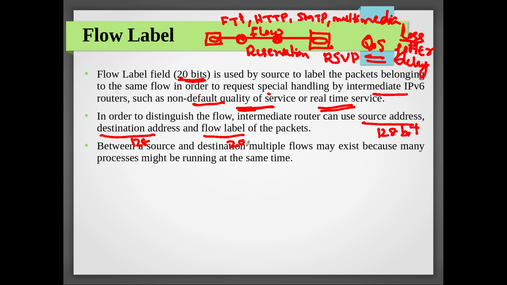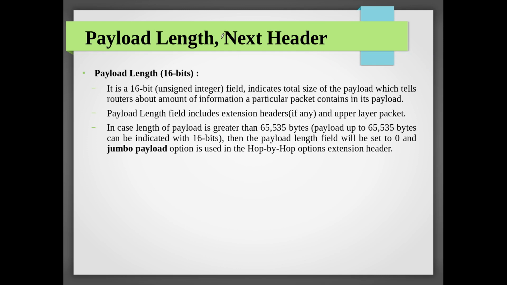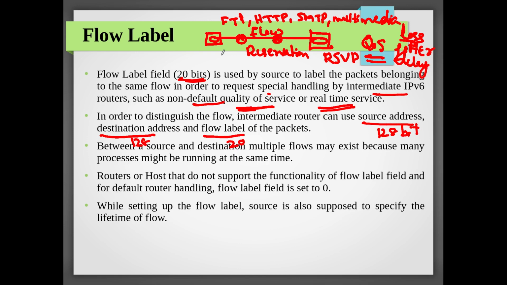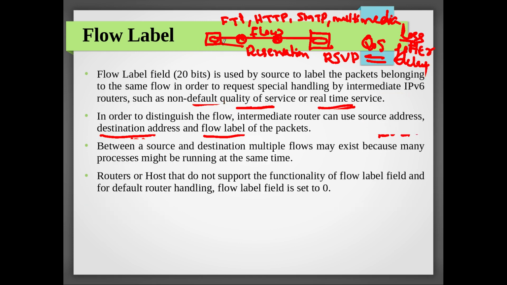Now, between a source and a destination, multiple flows may exist because many processes might be running at the same time. Okay, and so this is one flow I mentioned. Now, between the same end points, that is the same two machines, we will be initiating some other communication also, right? Here there may be some other flow also, so that will be identified by, say, another label.